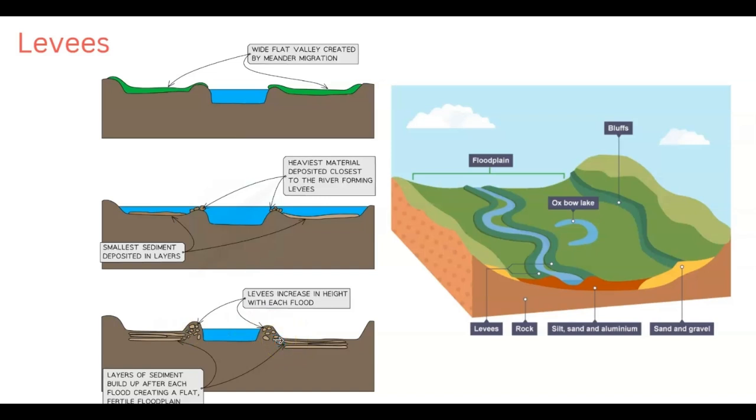Okay, the significance of natural levees. They prevent rivers from flooding. They are usually parallel to the way the river flows. So this is a levee here and is running parallel to the river. So they can help direct the flow.